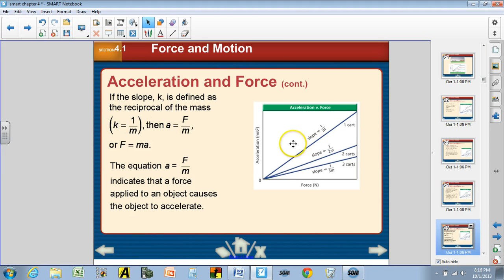So if k, the slope of the line, is related to the mass in an inverse relationship, 1 over the mass, then the acceleration is going to be the force divided by the mass. Rise over run. Rise here is the acceleration, run is the force, and the slope is equal to 1 over m. We'll switch it around, so that the acceleration and the mass are reversed. Anyways, finally we get the equation: force is equal to mass times acceleration.